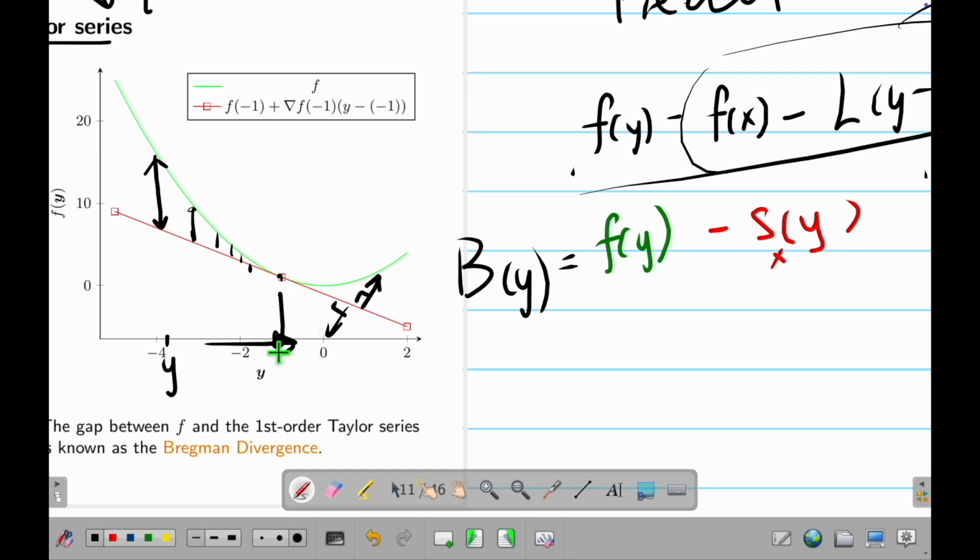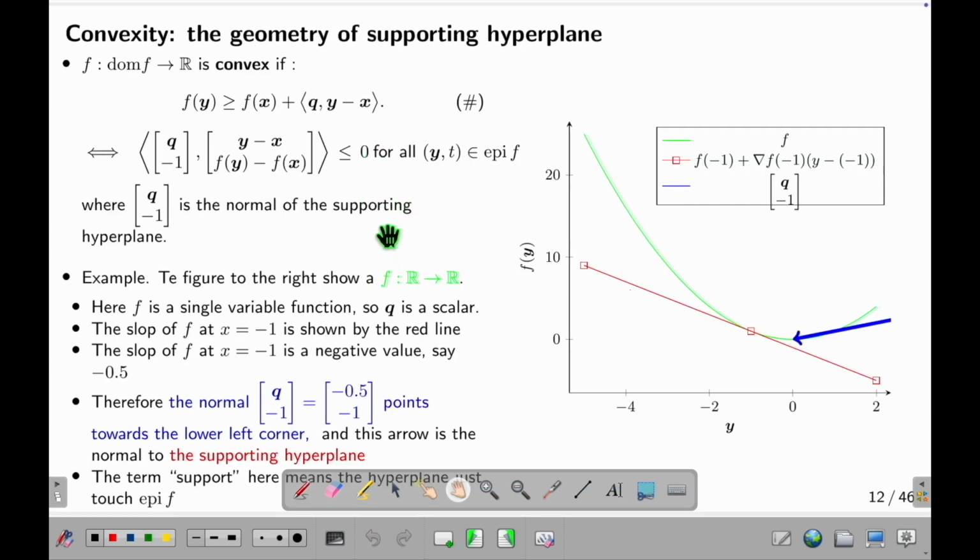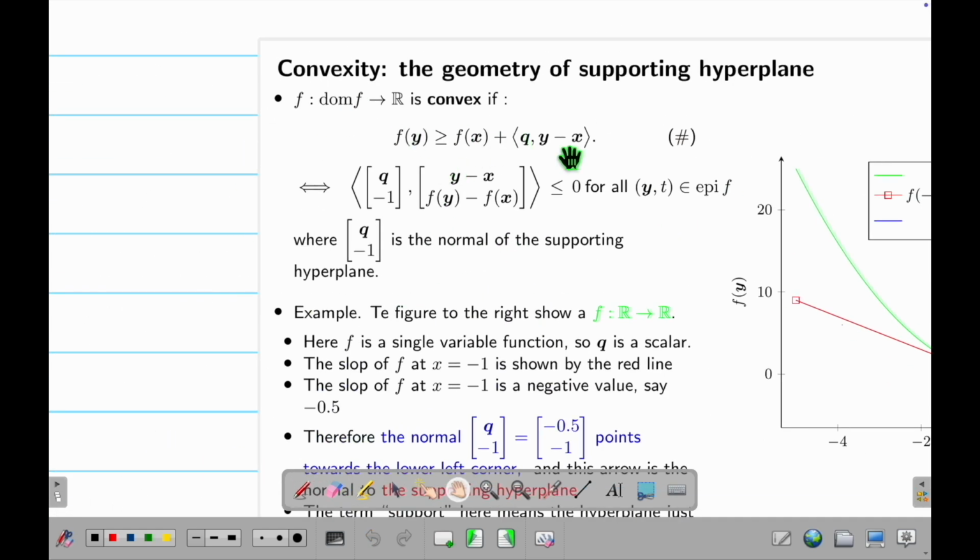And if y is leaving x, the gap is getting bigger and bigger. So this Bregman divergence also tells you how bad the red thing approximates the value of the green thing. Now we talk about the geometry. Now I'm going to get this to this.